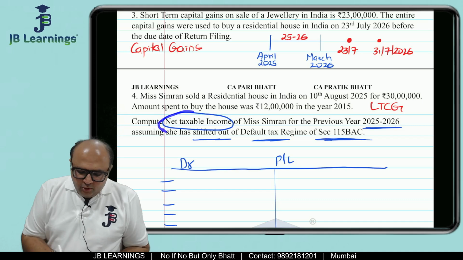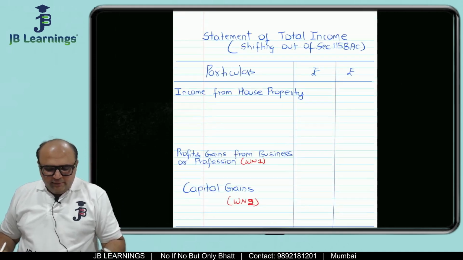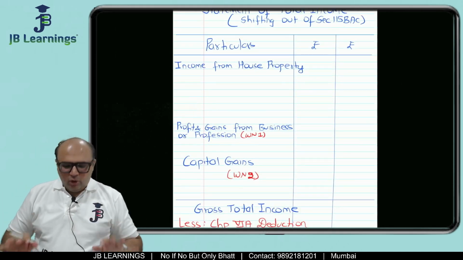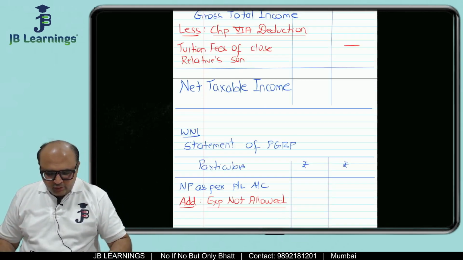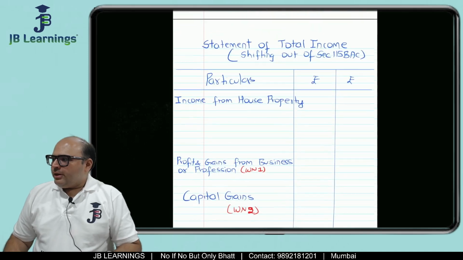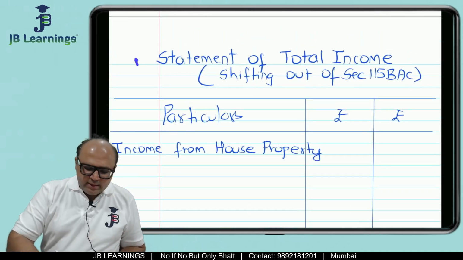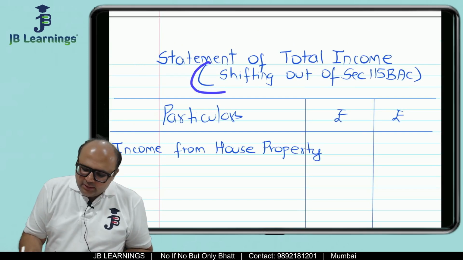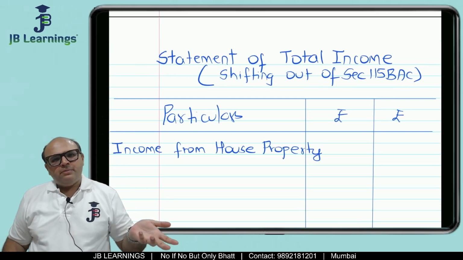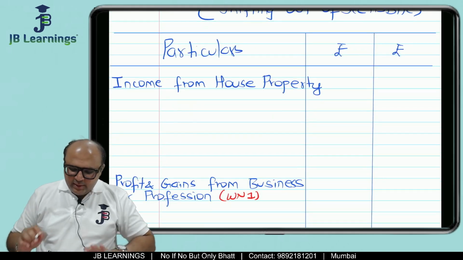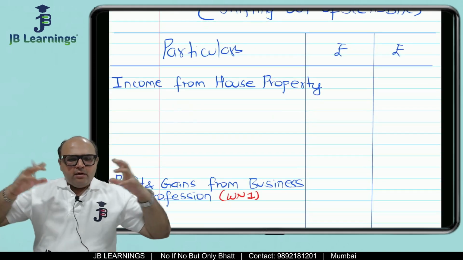So now we are supposed to compute net taxable income. What I have done is I have kept only the format ready. Amounts are not put. We are going to do the sum, entire sum together. So in exam also what you can do is statement of total income. Always give your headings. In bracket write the regime, whether it is 115 BAC or shifting out of 115 BAC. Then you have to analyze the number of heads.